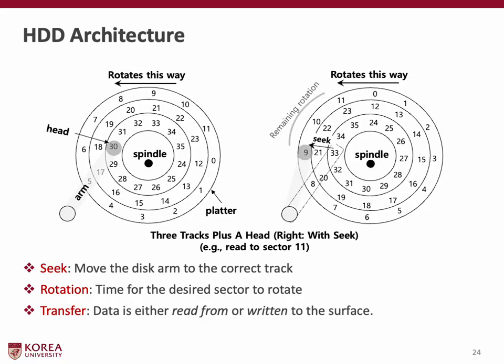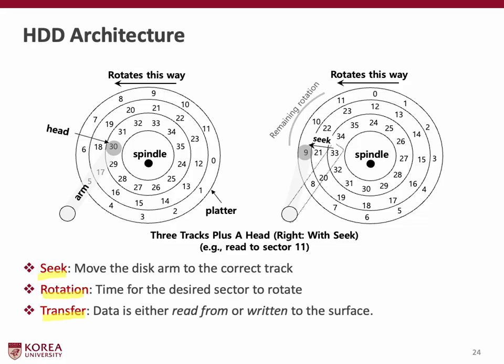When accessing data on a hard disk, three steps are involved. The first one is seek, which means the disk arm moves to the correct track on the platter. And next is rotation, which means we should wait for the desired sector to rotate under the read-write head. And finally, we have the data transfer, where data is read from or written to the surface. So each of these steps takes time and they will affect the overall performance of the hard disk drive.